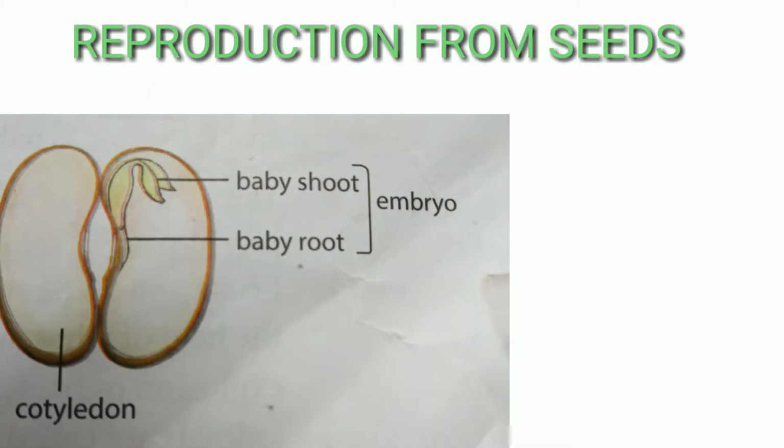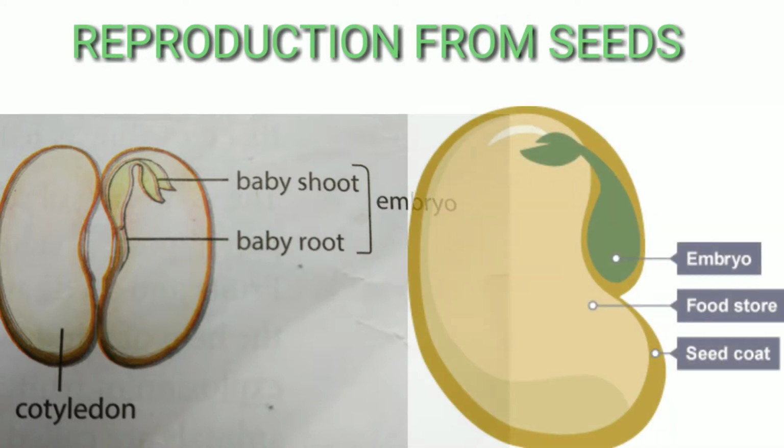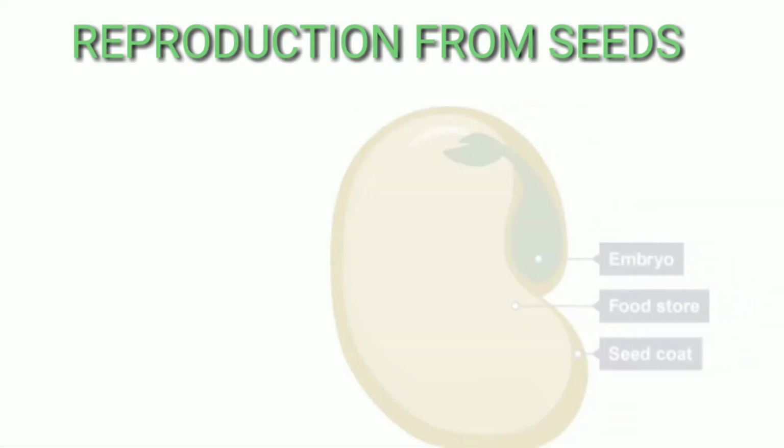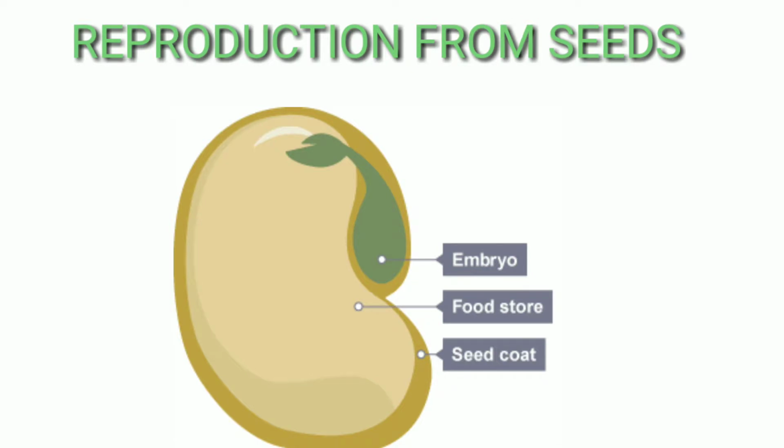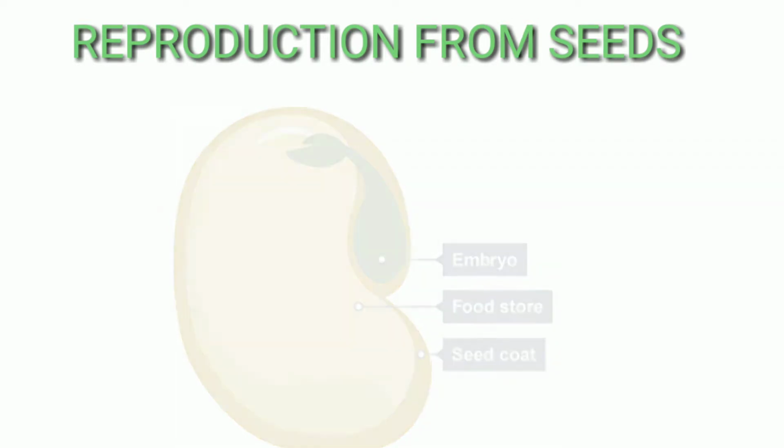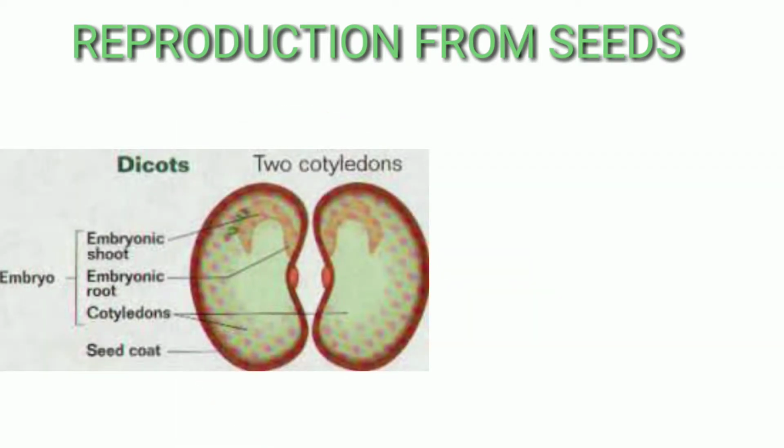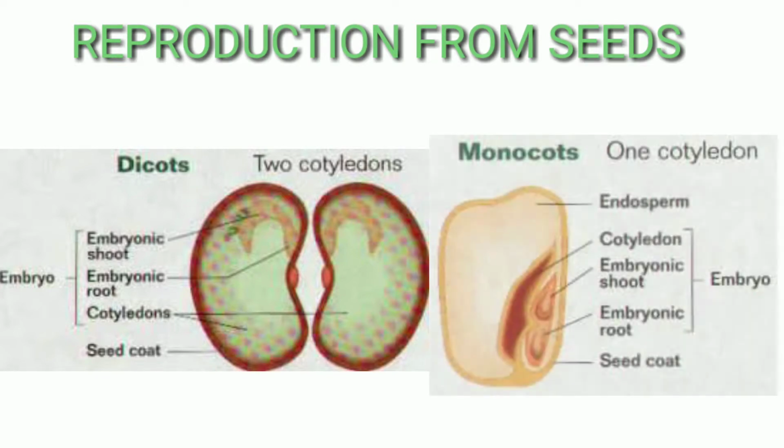This seed has two seed leaves called cotyledons. Between the cotyledons is the baby plant called the embryo. The embryo contains a baby shoot and a baby root. The seed leaves protect the baby plant. They also store food for the baby plant. Some seeds do not have two cotyledons. Some, such as corn, have only one cotyledon.